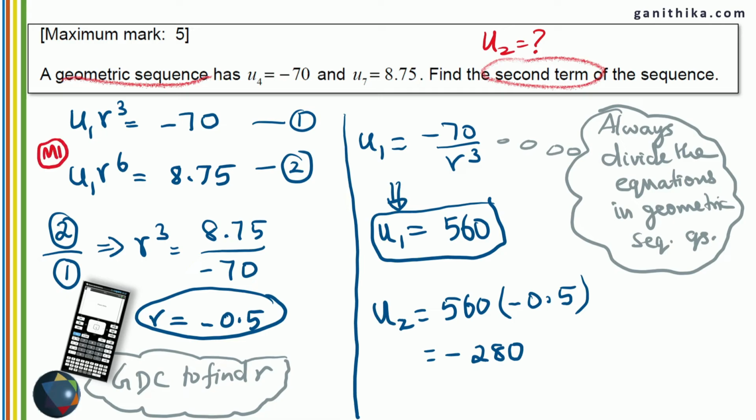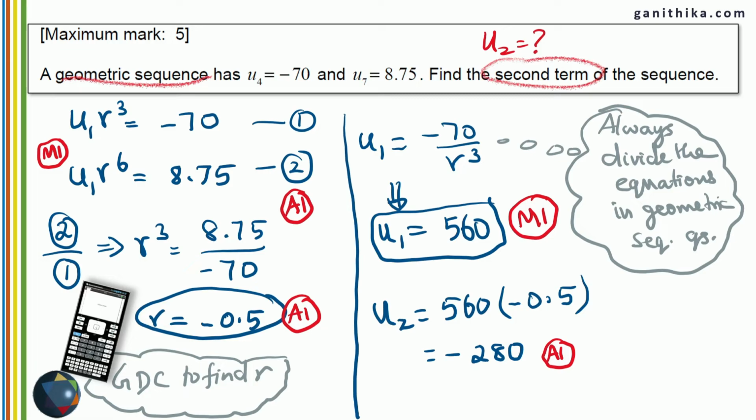The marking scheme would be method marks for making the 2 simultaneous equations, answer mark for getting the R cubed value correctly, and final answer mark for using the GDC and getting the R value correctly. 3 marks for up to getting the R value. Then using the correct method for finding U1 and then substituting the correct value of U1 and finding the U2 will give you A1 mark here. So there are 5 marks for this. And this is a very simple question again.